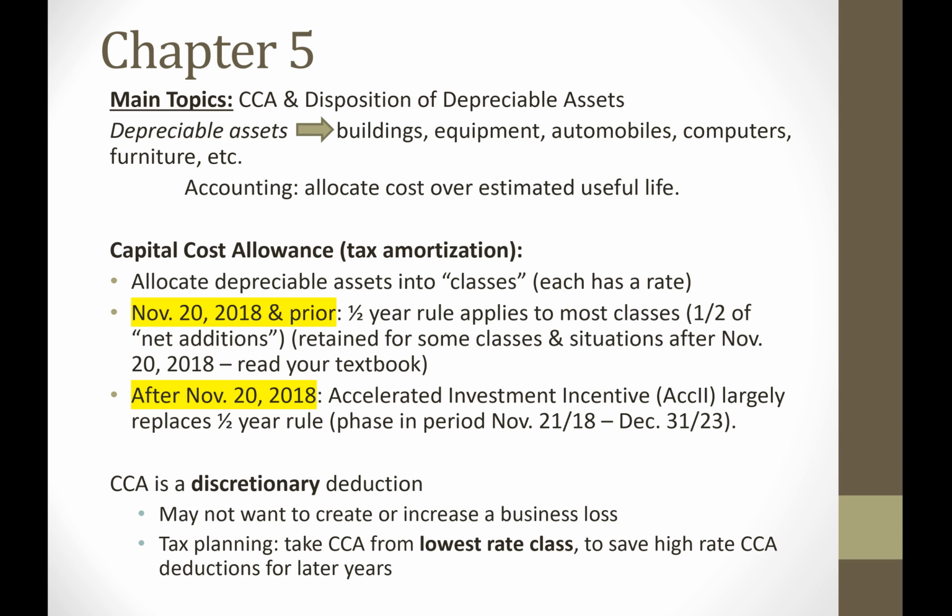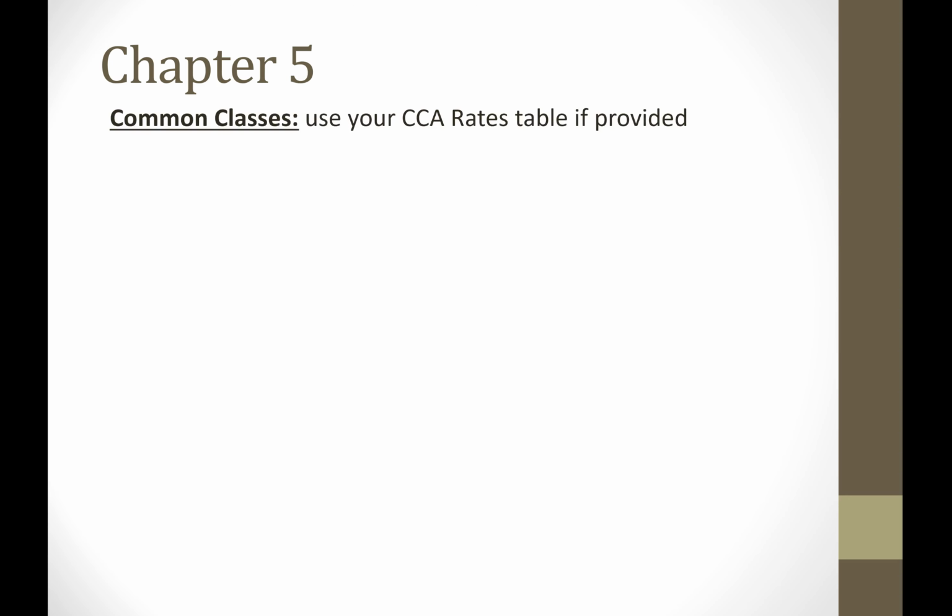Now, the last point on the slide here is that if a company wanted to take some amount of CCA, but not the maximum, and it was over different classes, a tax planning strategy is to take the CCA from the lowest rate class. Therefore, it would save higher CCA deductions in future years. And once again, this will make a little bit more sense when we start doing some CCA calculations. So let's move on to the next slide, and let's talk about some of these common classes.